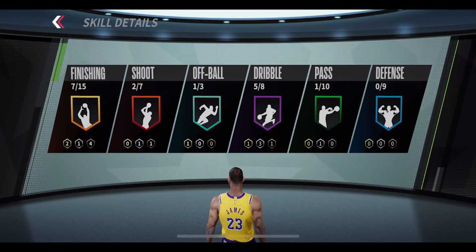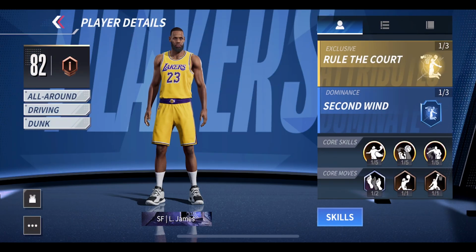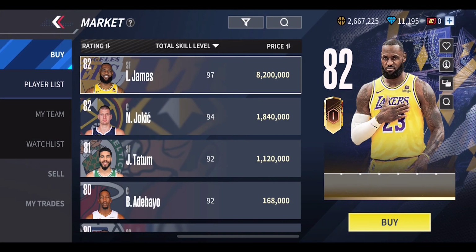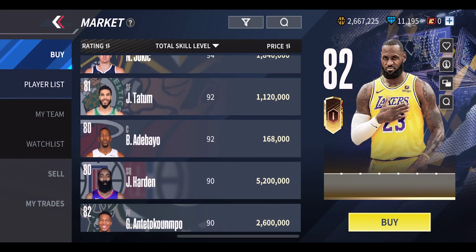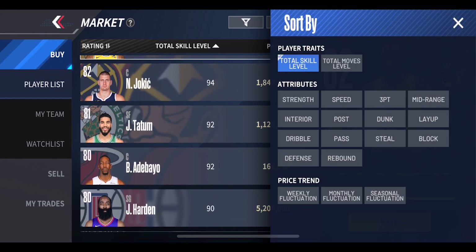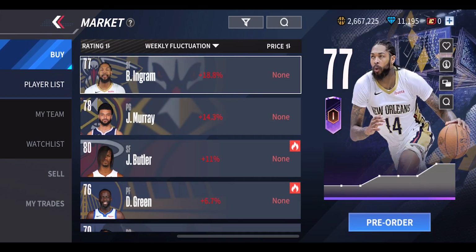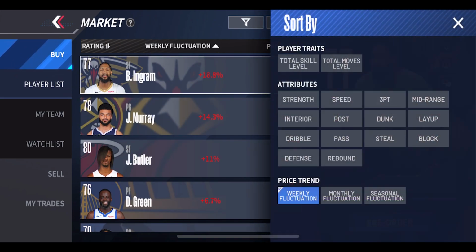You can go ahead and upgrade. Of course, you will need to max out this player to have access to all of their skills, but that is another useful measure of how good a player can be. You will also notice at the very bottom, you can filter by price trend. You can set it by weekly, monthly, or seasonal fluctuation.